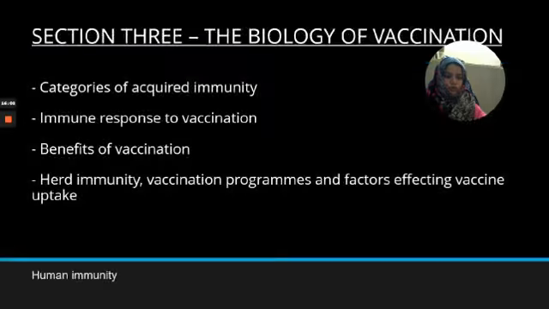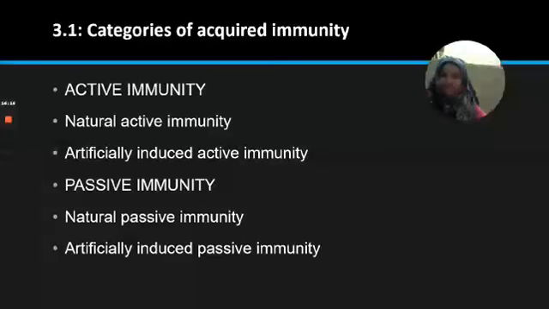My third and last section is the categories of acquired immunity. In the third section, I'm discussing active immunity. There are two types of active immunity: natural active immunity and artificially induced active immunity. Natural active immunity is a type of immunity that develops from the pathogen that causes the specific disease.